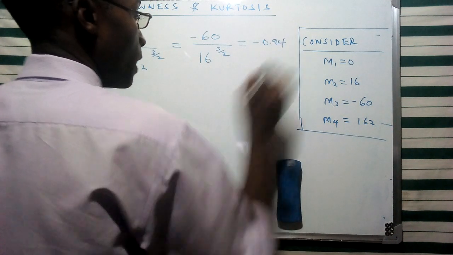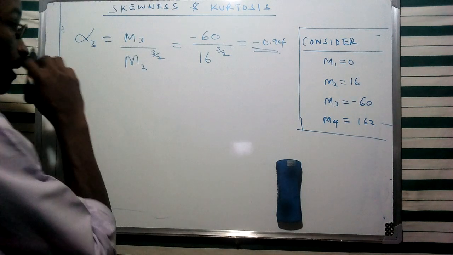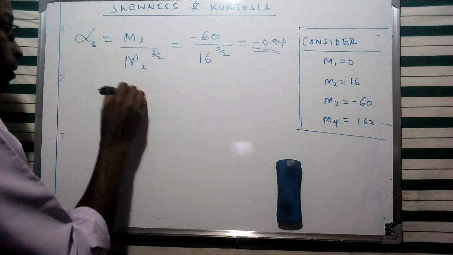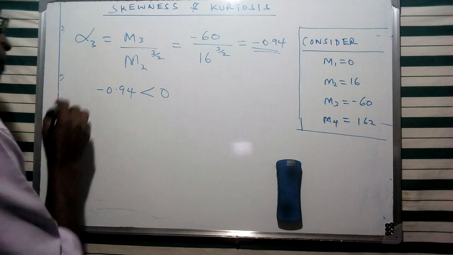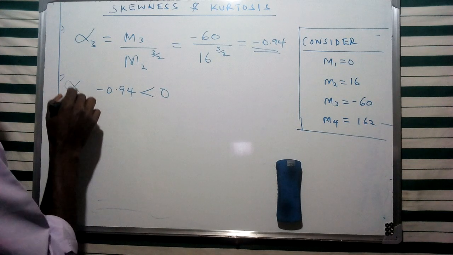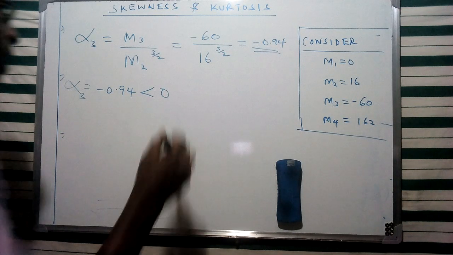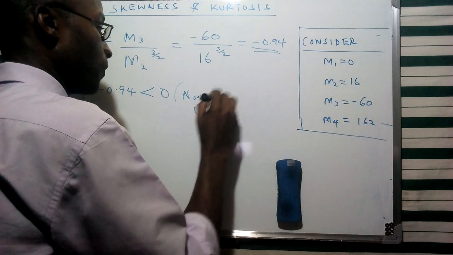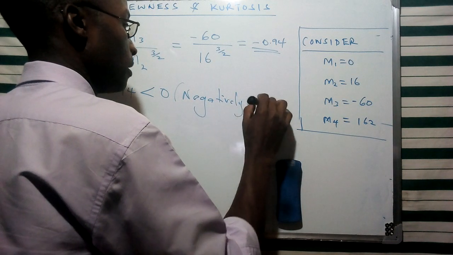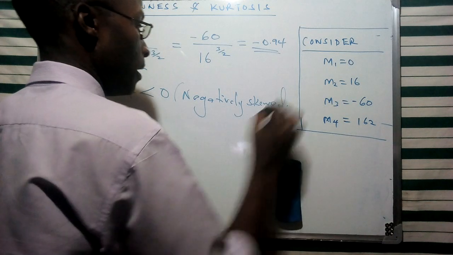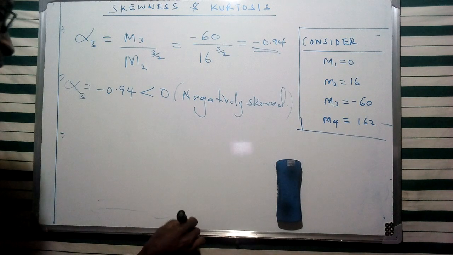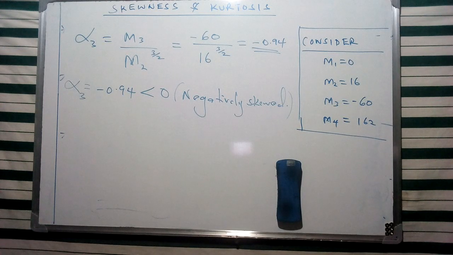-0.94, and this value is smaller than 0, implying that this measure of skewness is less than 0. For a measure of skewness smaller than 0, the condition is that the distribution is negatively skewed, and this is going to determine the nature of the graph which we are going to obtain from this data, giving us the nature of the distribution.